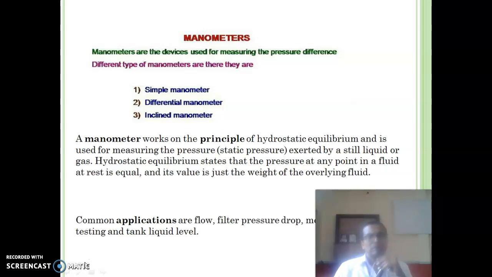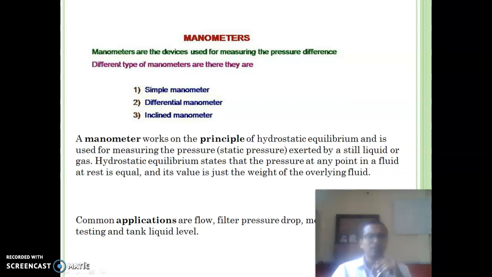Now, here we are going to discuss manometers. So what are manometers? Manometers are devices used for measuring the pressure difference. In the morning session, we discussed that if there are 2 points in a stationary phase, or in a flow, then we can measure the pressure of these two different points, and therefore these manometers are mostly used.